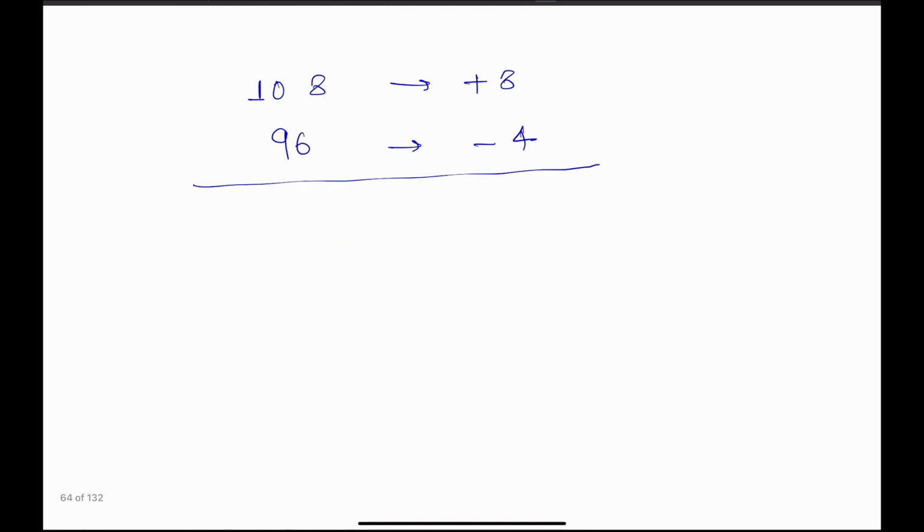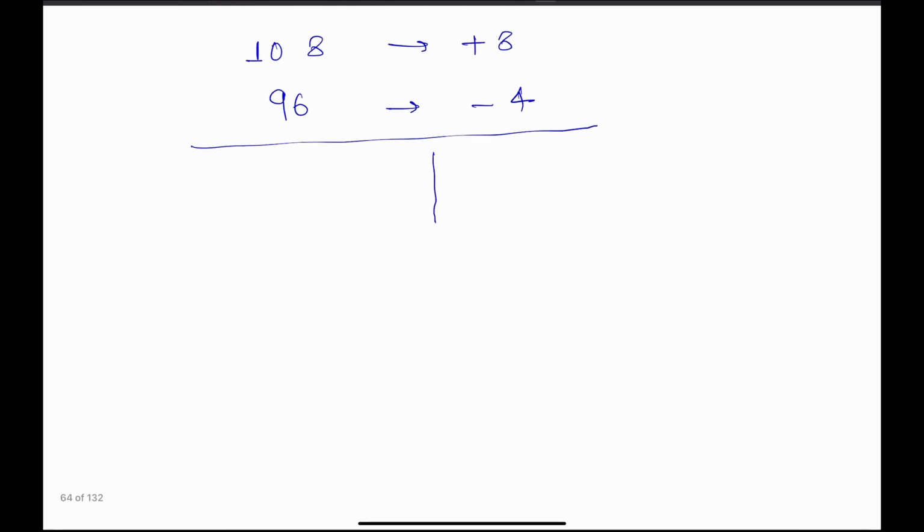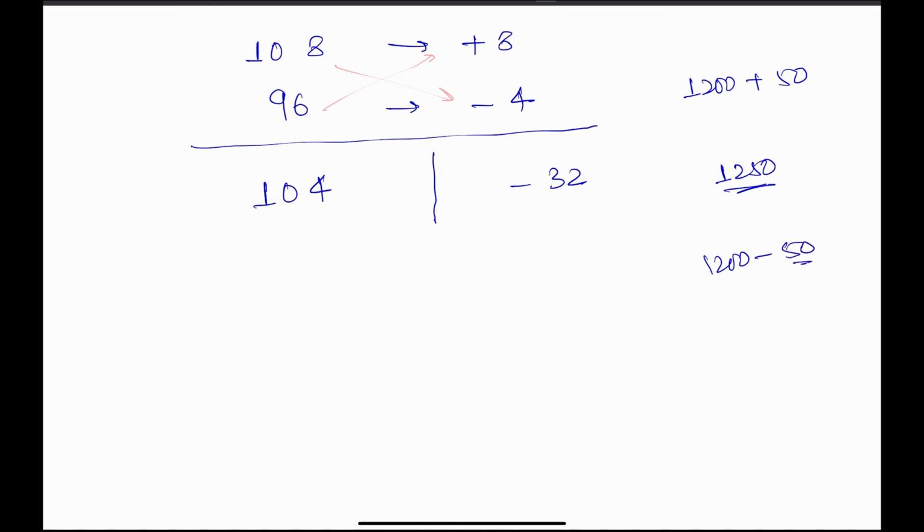So what is going to happen? First of all, multiplication is minus 32. And here if you just add up, either you do this operation or this operation, it's the same only. 108 minus 4, it will become 104. But previously, just tell me, let's just take 1200 plus 50, what will it be? 1250. It's easy. But if I say the same question 1200 minus 50, it cannot be written as 1250. It will be 1150, right?